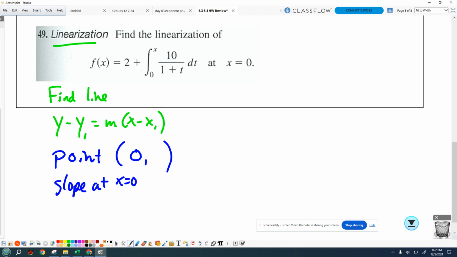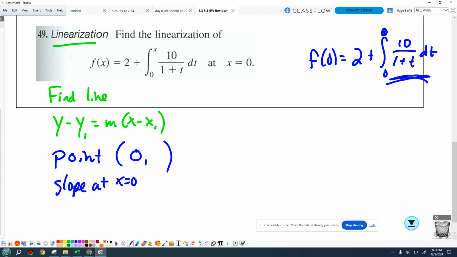Okay, find the linearization, it's just find the line, so I need a point and a slope. So Will, how do I plug in, what is f of 0? It's the y intercept. Like, given this equation, how do I find the value? Oh, f of 0 would be 2. I have no idea how to evaluate that, but it was 0 to 0, so yes, it's 2.